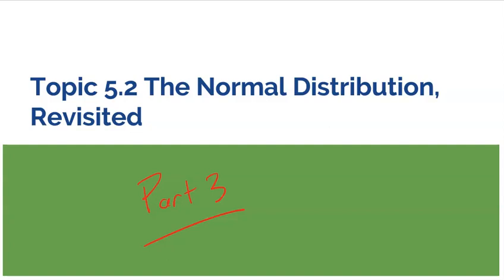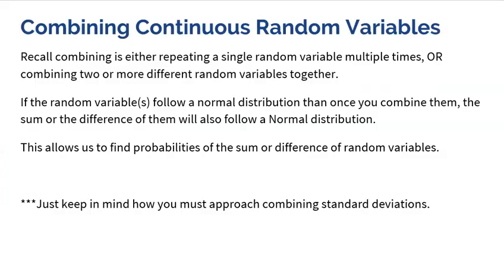So we've learned all about the normal model and how we could find probabilities of intervals, how we could find intervals with a given probability, how we can determine if something is significant or not based on the probability. Well, there's yet another important aspect that comes out of it, and that is combining continuous random variables together.